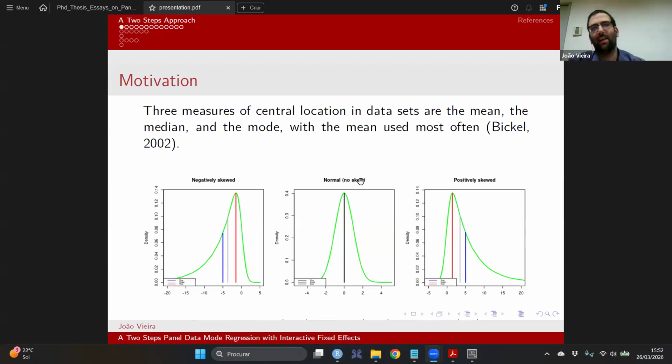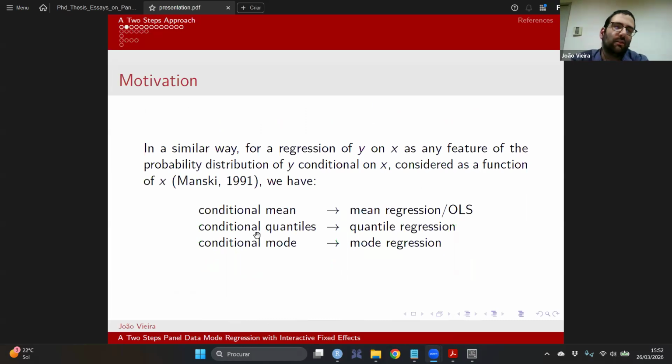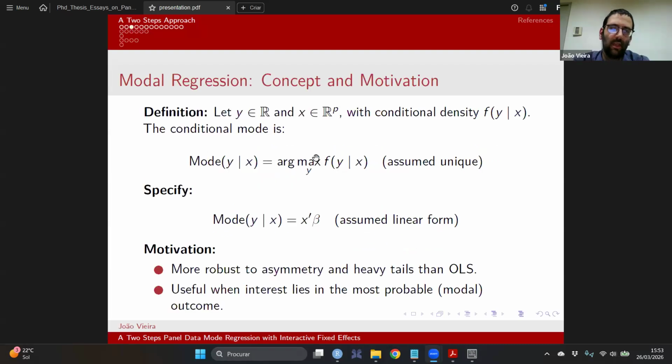So, before going ahead of myself, for each central tendency measure we have, for example, the conditional mean, where you have the mean regression or least squares. For the quantiles, you have the quantile regression. And for the mode, well, now you have the mode regression. It's the one I'm going to talk about.